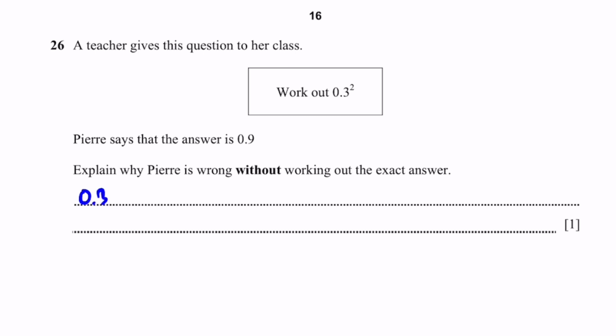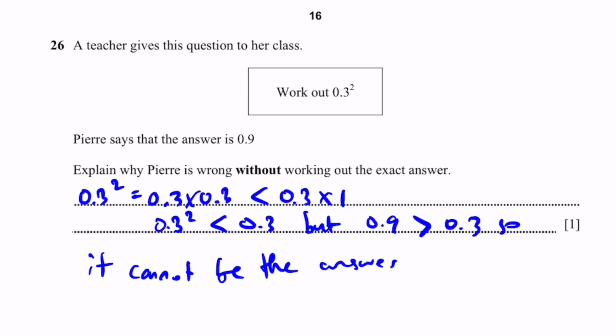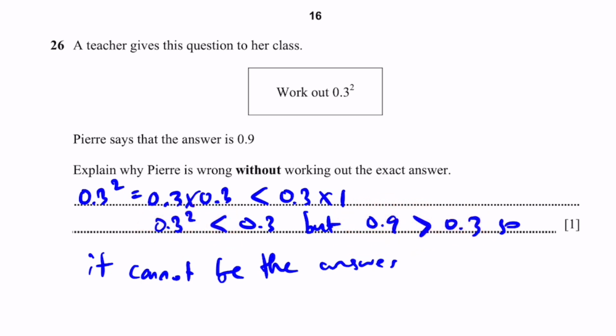So 0.3 squared is equal to 0.3 times 0.3. And that'll be less than 0.3 times 1, right? Since 0.3 is less than 1. Therefore, 0.3 squared is less than 0.3. That's confirmed. But then, 0.9 is greater than 0.3. So it cannot be the answer. Since 0.9 is greater than 0.3, but the 0.3 squared answer has to be less than 0.3, this is not the answer, that's confirmed.